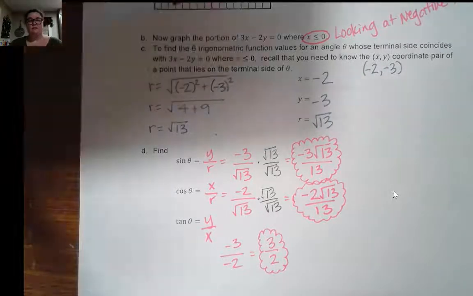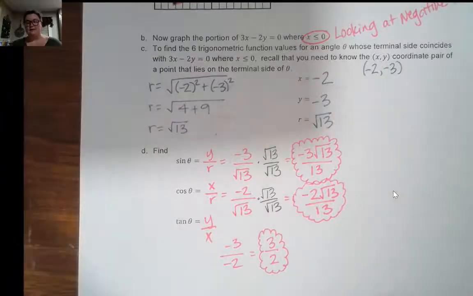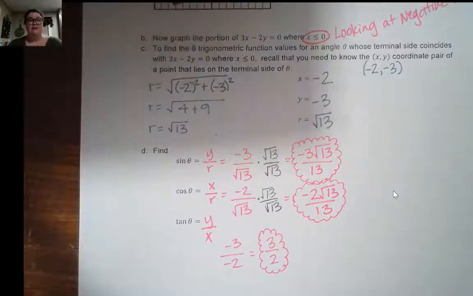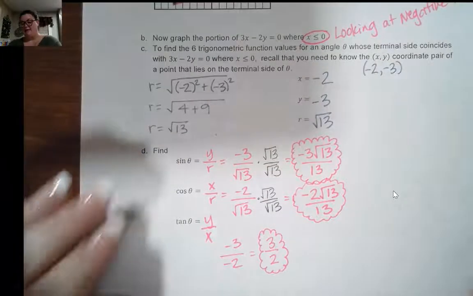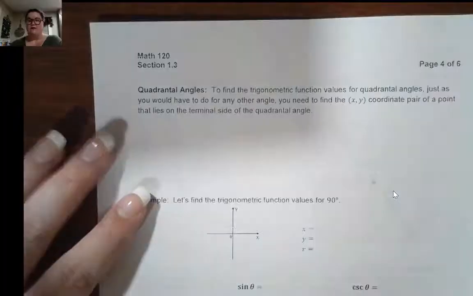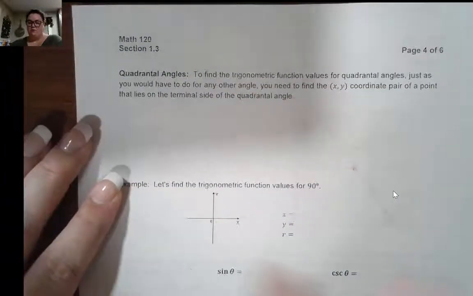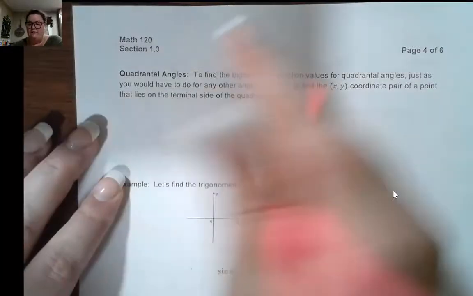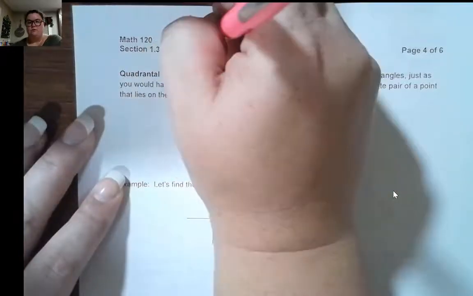All right, so I really only have one more thing to go over. The examples that we've done so far have dealt with angles with a ray that creates a triangle. But we actually have some specific angles that do not create triangles. And those angles are called quadrantal angles. So I don't know if you remember quadrants of a graph, right? Back in college algebra, we talked about the quadrants.